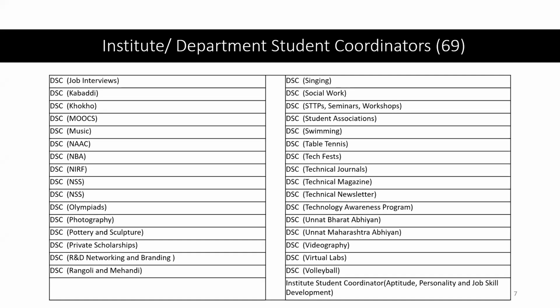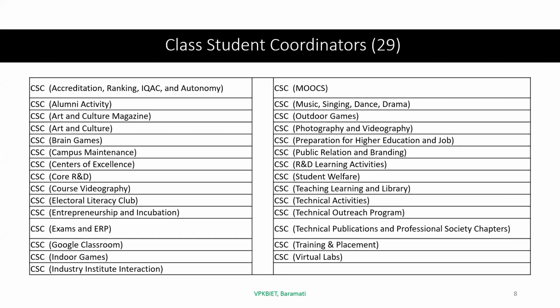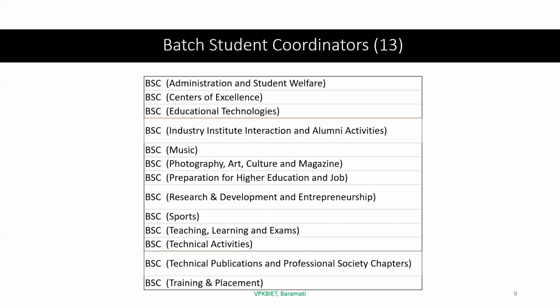So there are a large number of student coordinators, and we have class student coordinators also. So there will be a number of student coordinators for class. Every class will have 29 coordinators. And as you can see, these portfolios, and then there will be batch coordinators. So go for batch coordinators also, and there will be about 15 of them, 13 of them now. Let us start with the batch coordinators. Okay, these are batch student coordinators.